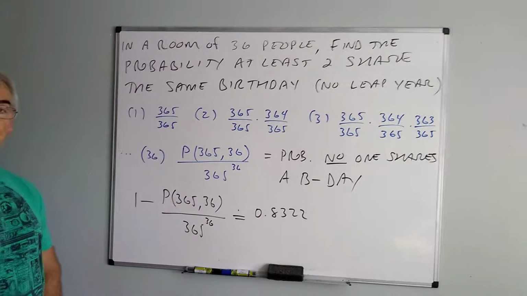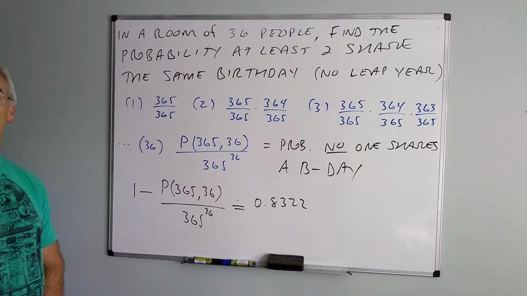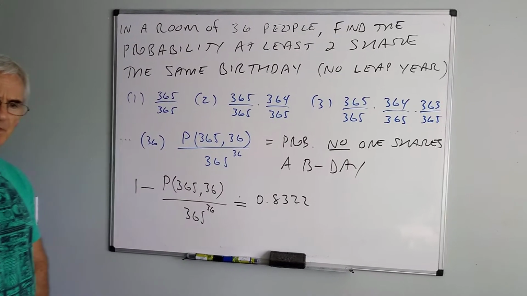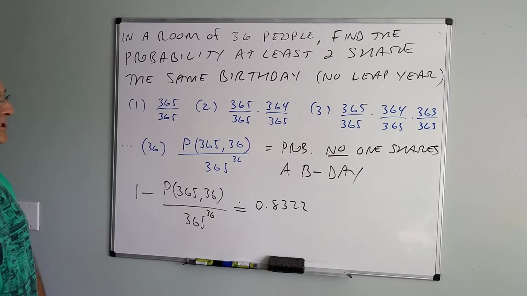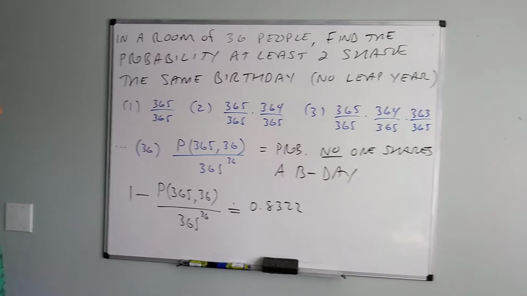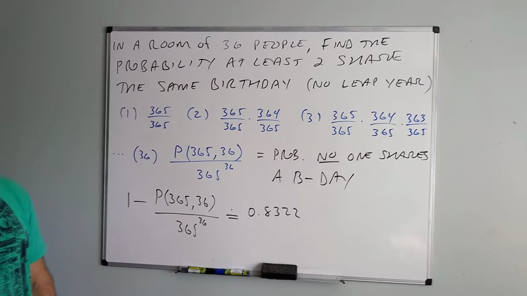Suppose we have 36 people in a room and we want to find the probability that at least 2 of them share the same birthday. Now that probability wouldn't seem very high since that's less than 1/10 of all possible birthdays. But if we look at this by looking at the complement first, what's the probability that no 2 people have the same birthday?